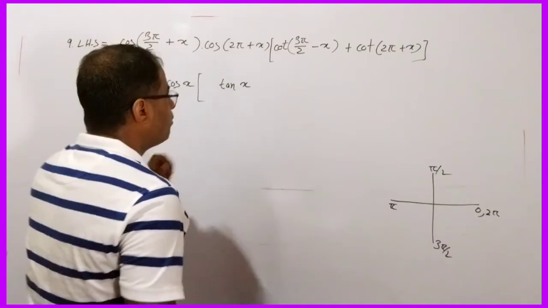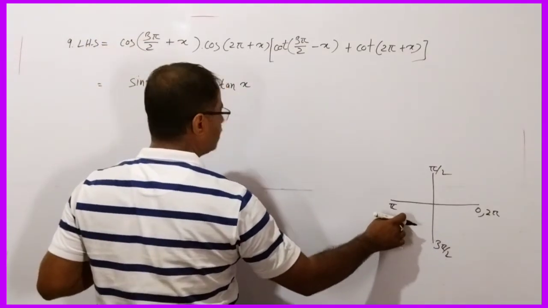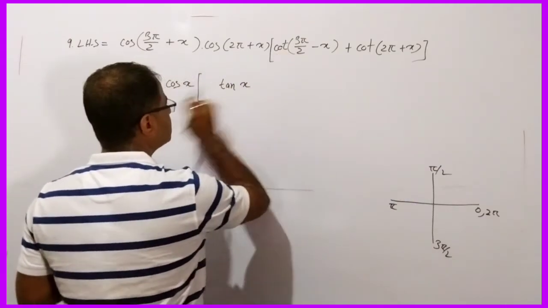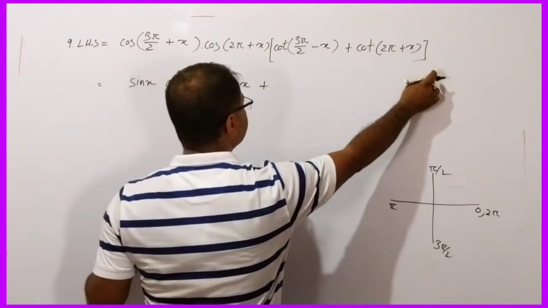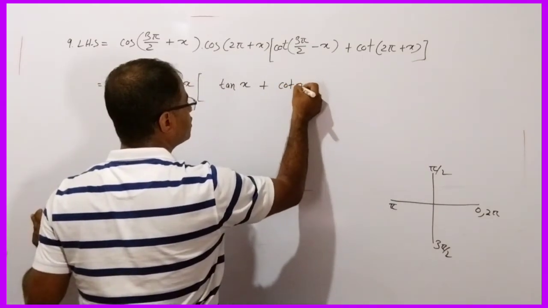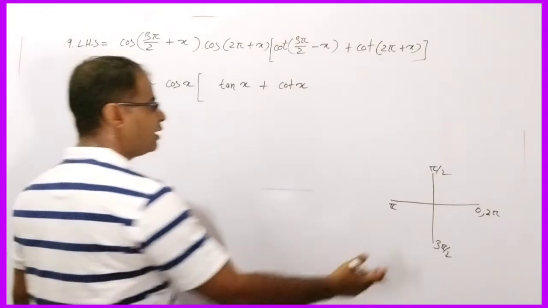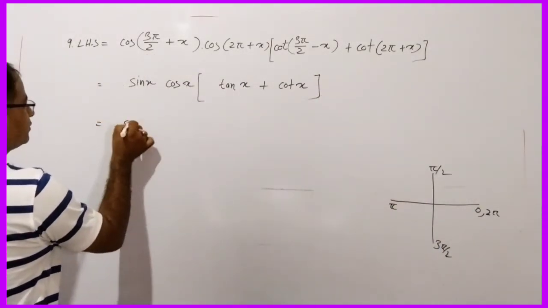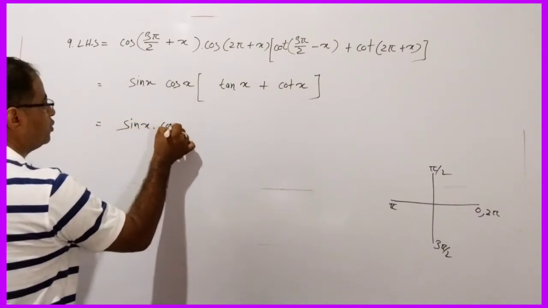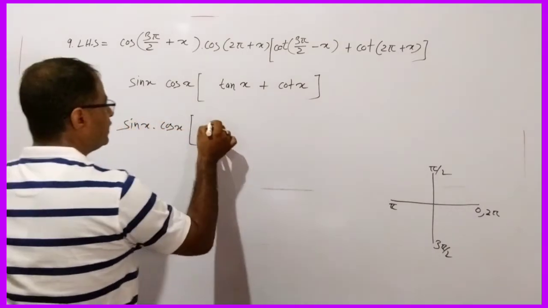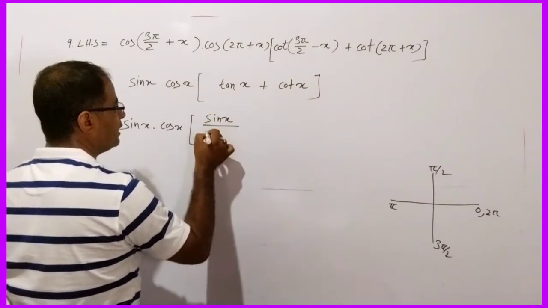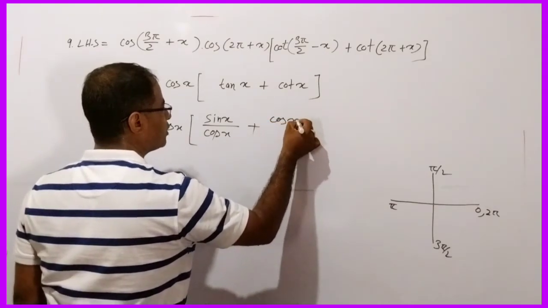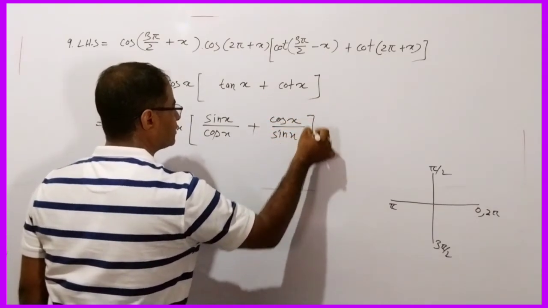But 3π/2 − x means the third quadrant, and in the third quadrant the values of tan and cot are both positive. That means tan x plus cot of (2π + x), so cot remains the same, which is cot x, and 2π + x means the first quadrant so it is positive. So sin x into cos x, now convert tan x into sin x by cos x, plus cot x into cos x by sin x.